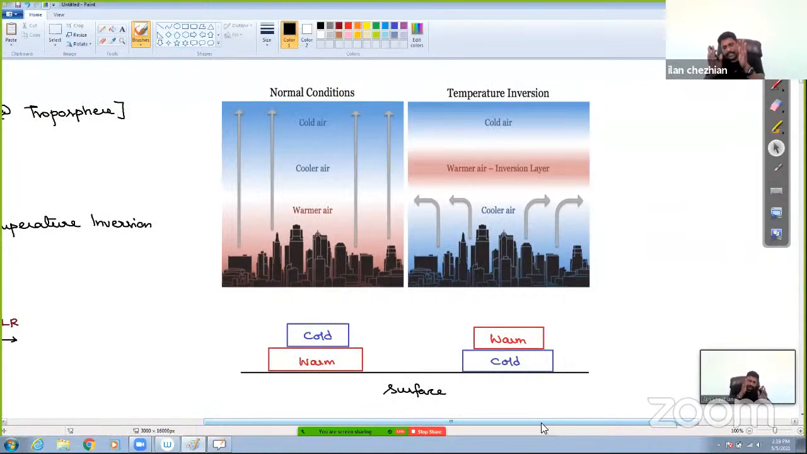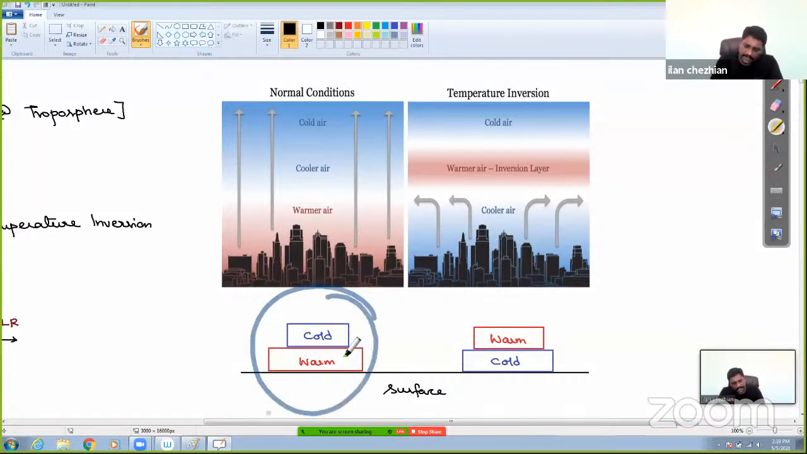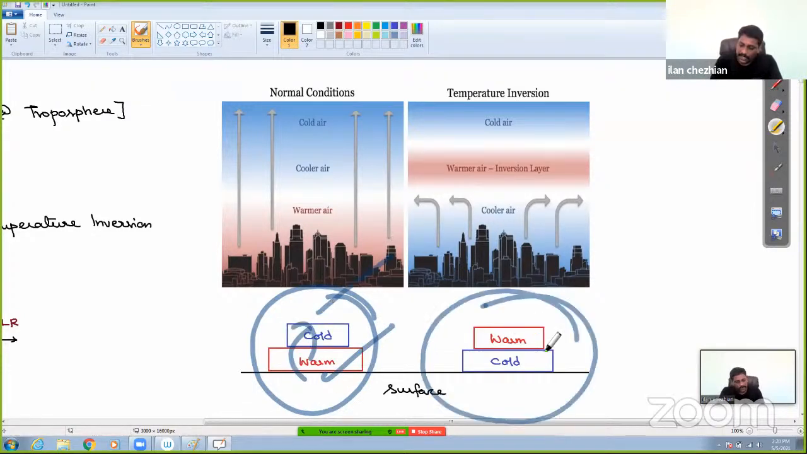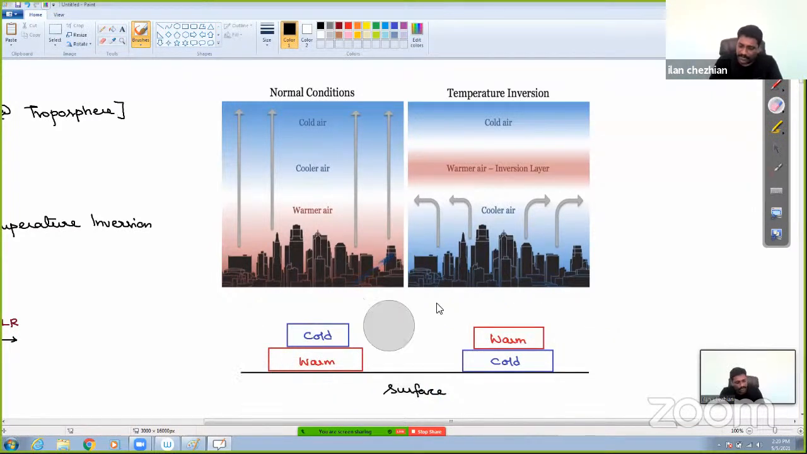I'm just giving you a condition. When I talk about surface condition, what is a normal condition? If the surface condition is warm and the upper air condition is cold, you call it the normal condition. Then what is temperature inversion? Surface condition should be cold and upper air condition should be warm, my friend. That is what I call temperature inversion. It means near the surface, not the earth itself. I am talking about near the surface.